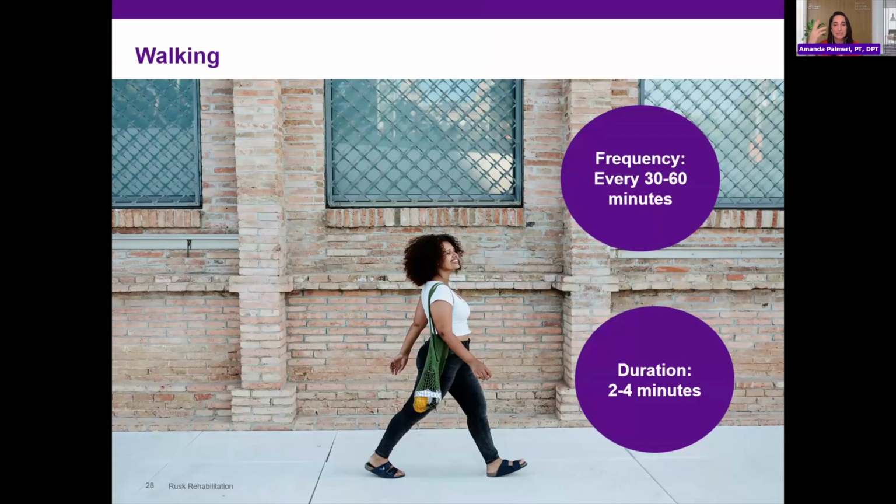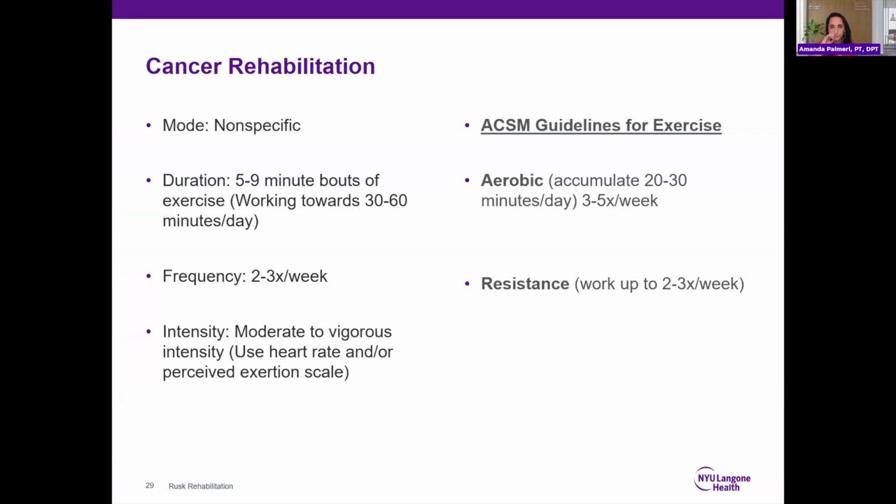Again, walking, easiest, simplest thing for us to do. We don't need any equipment for it. In general, the weather is pretty good, although I know we're kind of dealing with some cold weather now. But a couple of minutes every 30 minutes to 60 minutes or so. So thinking about maybe after meals, I take a walk around the block, or after a sitting meeting, I get up and walk around a little bit so that I get some increased blood flow, so that my body wakes up a little bit after sitting for a long period of time.